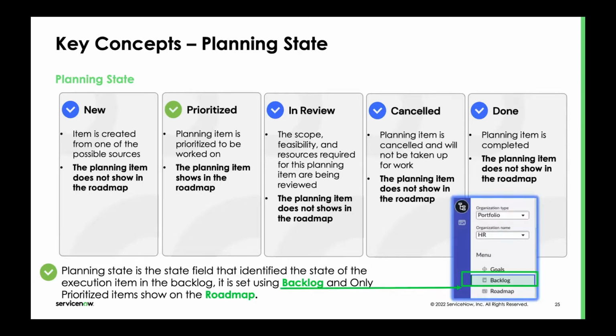When you look at the nav, right? This is an example. I'm picking a portfolio, I'm picking HR. The backlog has all this information in it. But when I want to look at the roadmap, boom, this is what I look at, right? Because I sit in prioritization.